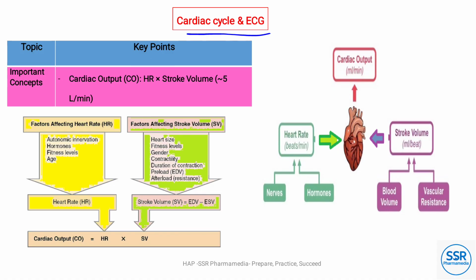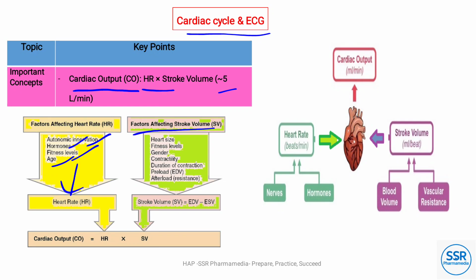An important concept: cardiac output is equal to heart rate into stroke volume, approximately 5 liters per minute. Factors affecting heart rate: autonomic innervation, hormones, fitness level, age. So these all affect the heart rate.